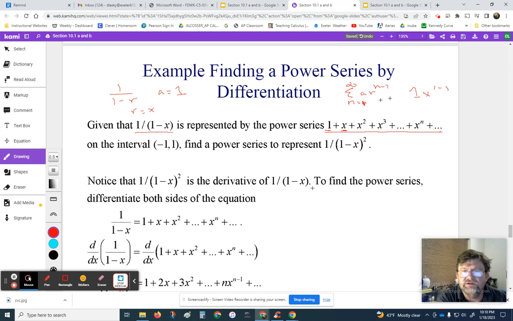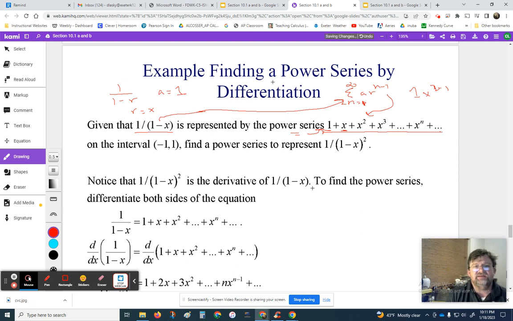Sorry, this is n equals 1, guys, sorry. And then n equals 2. We have 1 times 2 x to the 2 minus 1, and that's this one. So this becomes that. We're going to take this formula and create a series based off of this piece, right? So now I know that this series equals that series.